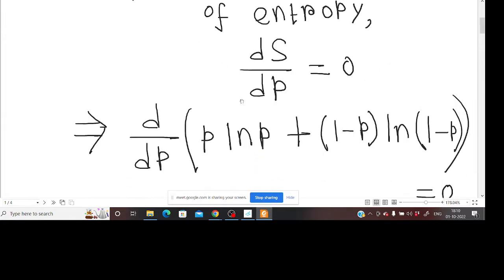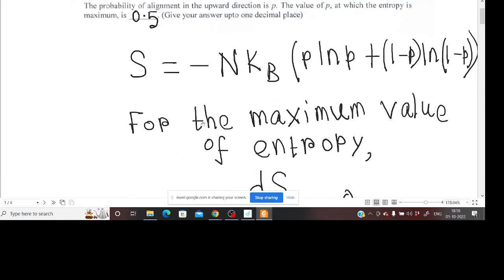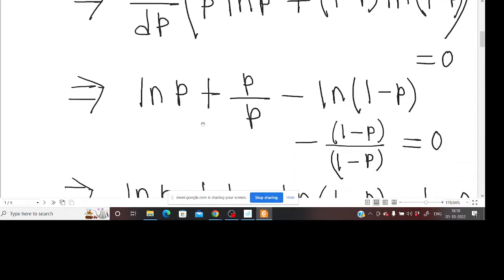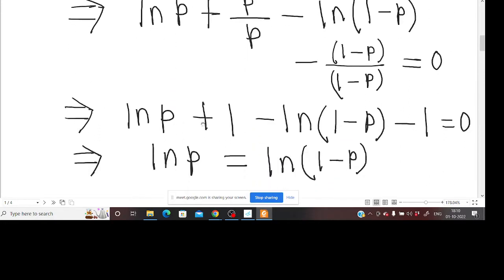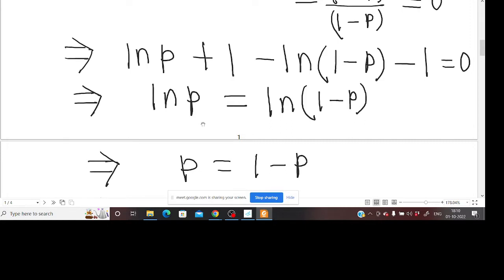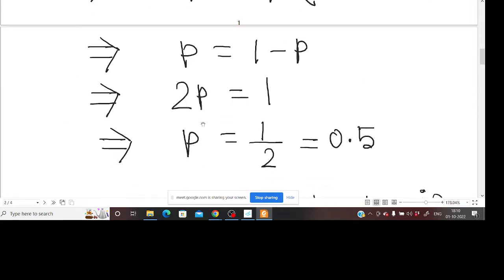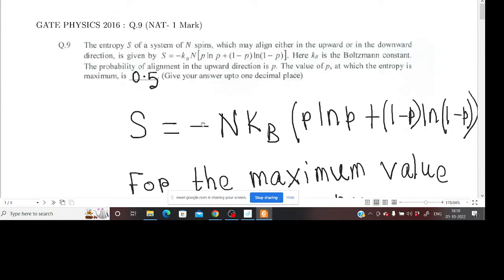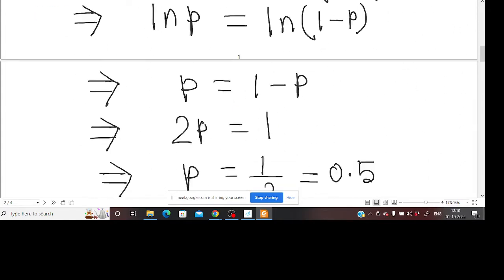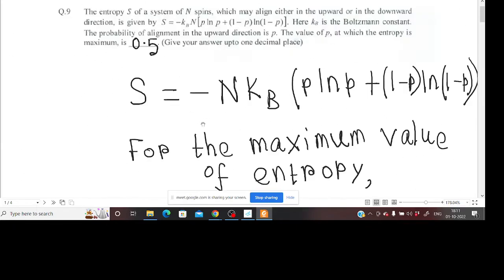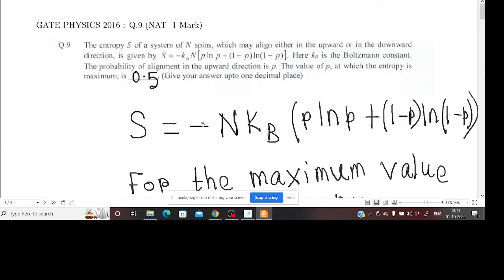So if you differentiate the entropy with respect to p, then you get log p minus log (1 minus p) equal to 0, or p equal to 1 minus p. This means 2p is equal to 1, or p is equal to half, or 0.5. So for p equal to 0.5, the entropy is maximum, right? So here p can take values between 0 and 1, right? Because this is some probability.